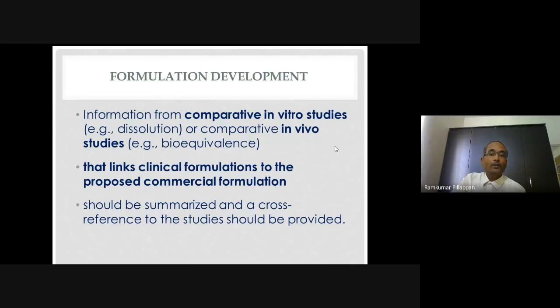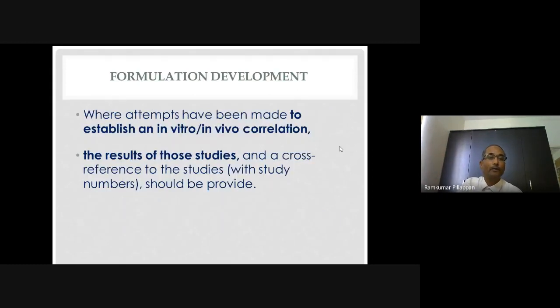The clinical formulations should be the same as the commercial formulation and should be summarized with a cross-reference. What does it mean by cross-reference? See, I may use a particular batch for in vitro studies, whereas I may use another batch for in vivo studies, and then the commercial batch may come in later. Now, when you compare these three, you should generate data where the cross-reference between the in vitro batch, in vivo batch, and commercial batch can be easily found, so you know which one you are comparing to. So that's why the cross-reference is important.